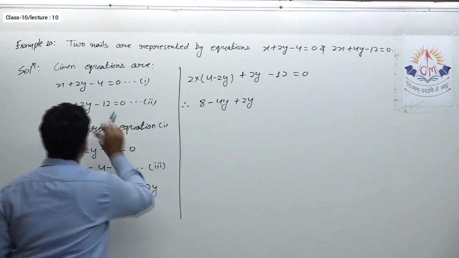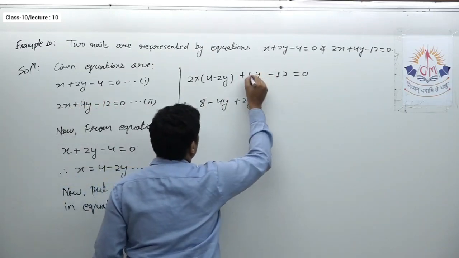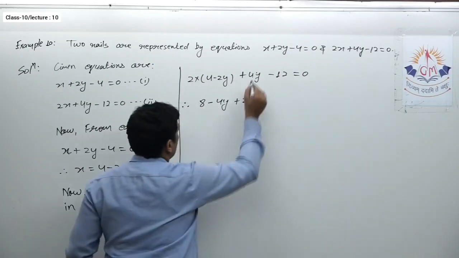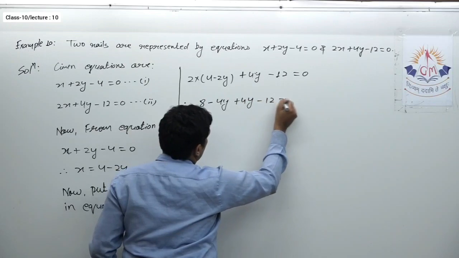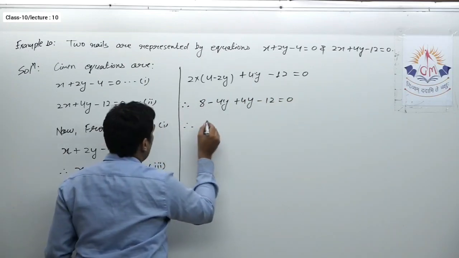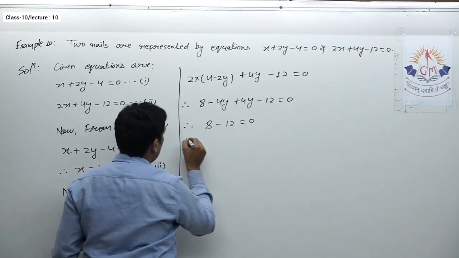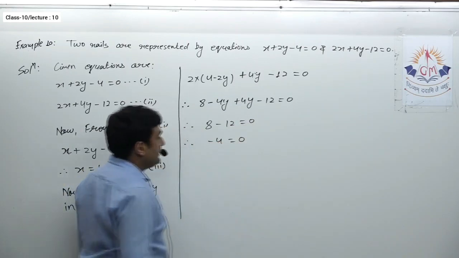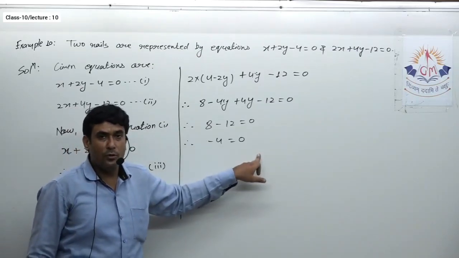Actually, here it is 4y. So this should be 4y. You can see the second term is 2x plus 4y. So 4y plus 4y minus 12 is equal to 0, so here this will cancel out, and I get 8 minus 12 equal to 0. So here I will get minus 4 equal to 0, which is a false statement, isn't it? Minus 4 is not equal to 0.